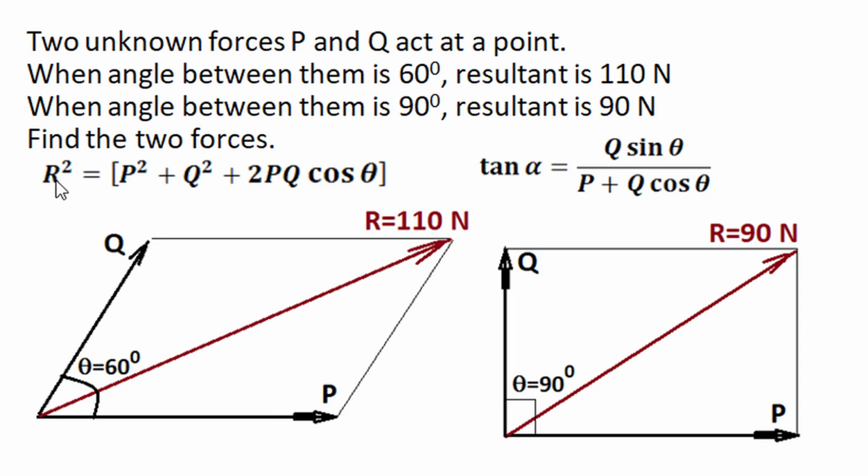So our magnitude relation of resultant is R squared equals P squared plus Q squared plus 2PQ cos theta, and theta for two conditions with the magnitude of resultant is given. So we can have two relations of P and Q from this magnitude formula. Now in this question, neither the angle of resultant with one force is given nor is it required to calculate. So we won't use the direction relation in this problem. We'll use only the magnitude relation.